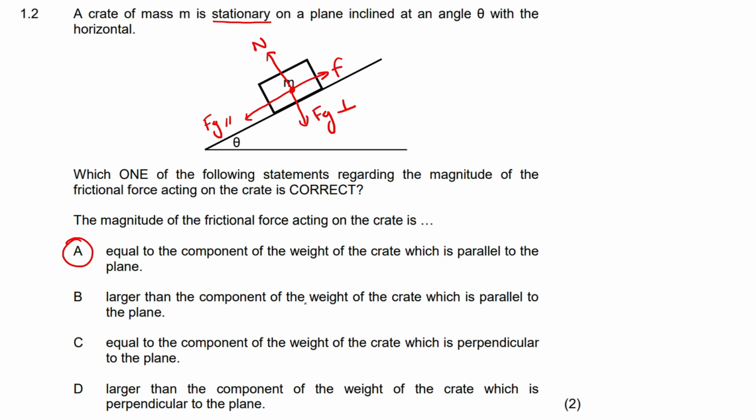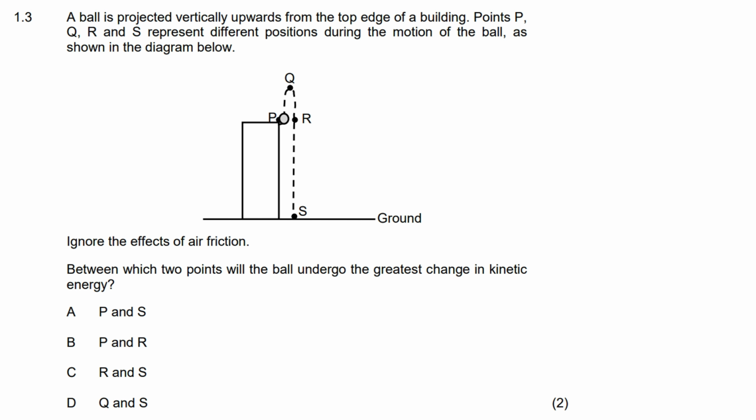The friction is larger than the weight parallel to the plane. No, it's not. Is equal to the weight perpendicular, is larger than the perpendicular. No, none of those. A ball is projected vertically upwards from the top edge of a building. Points P, Q, R, and S represent different positions.